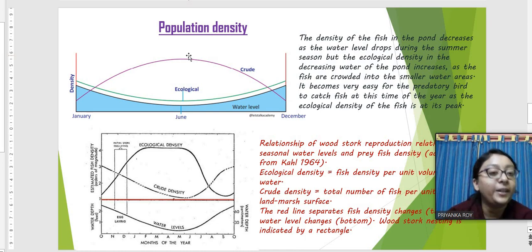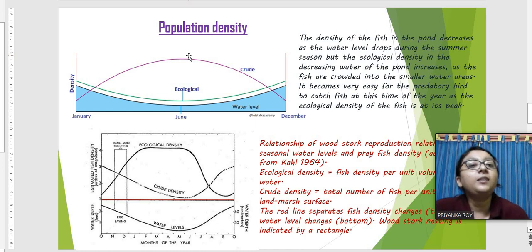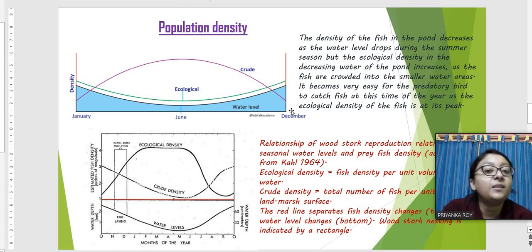Why? Because for predators, it becomes very easy to catch fish at that time, because the water level is low and the fishes can be easily spotted. A maximum number of fishes are congested together, clumped together. So it's very easy for the predators to come and catch the fish at that time. Therefore the crude density will decrease. But since the water level has gone down, the actual habitat space of the fish is going down. Therefore the ecological density will definitely increase.